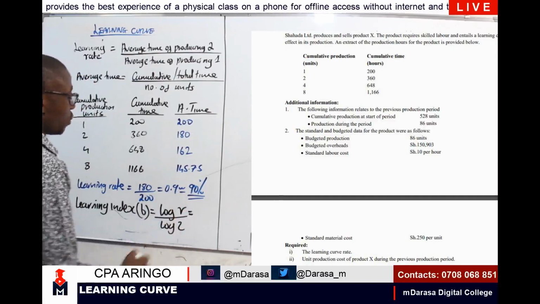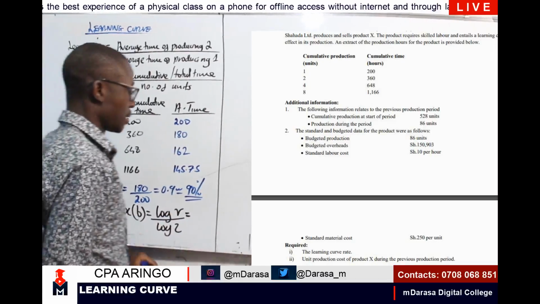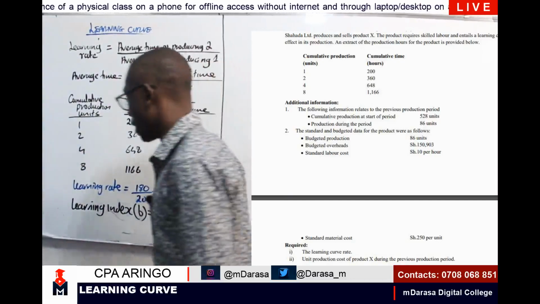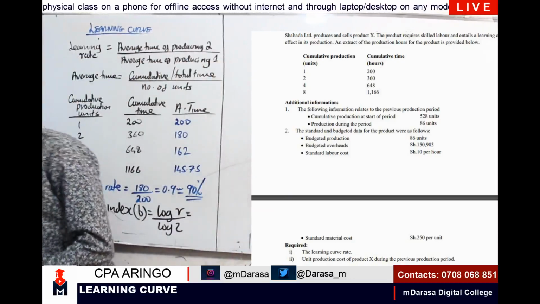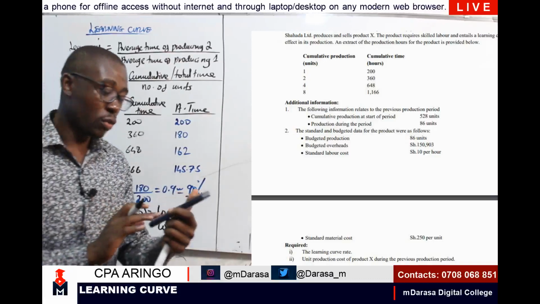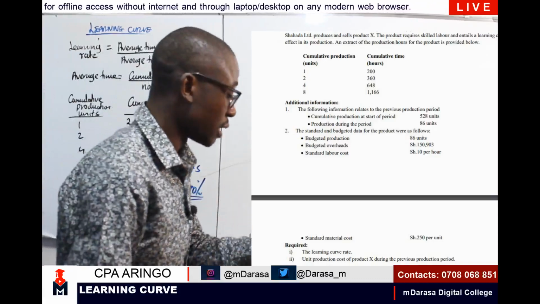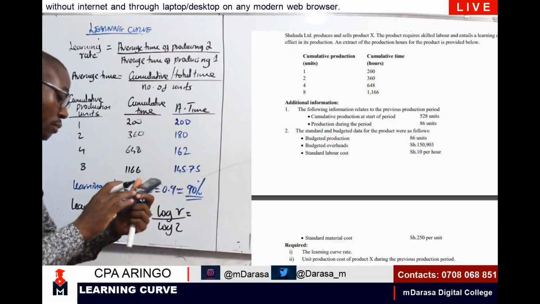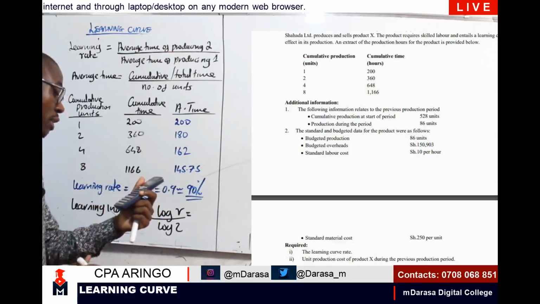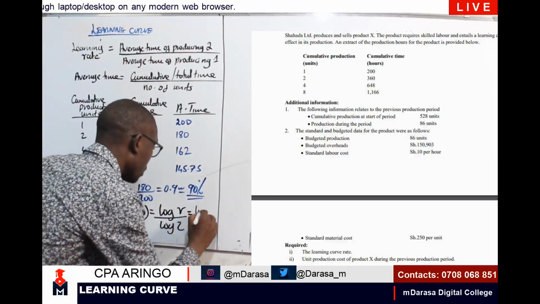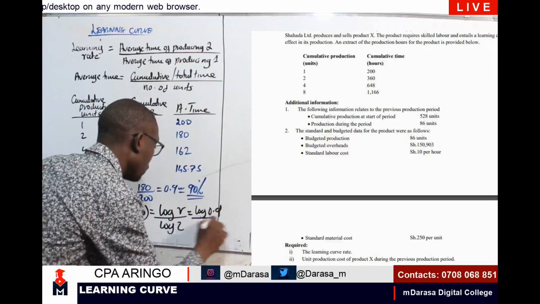And already we have determined our learning rate. So we are talking of log 0.9 divided by log 2. That should give us how much, my good students? You're talking of log 0.9, which gives us that figure, divided by log 2, to give us the learning index.